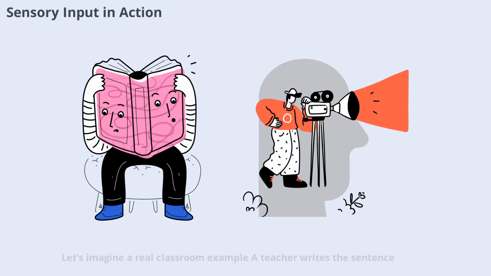Let's imagine a real classroom example. A teacher writes the sentence, "The lion lives in the savannah," on the board. One child sees the sentence, this is visual input. Another child hears the teacher read it aloud, this is auditory input. Both children have received the information through their senses. However, just receiving information isn't enough. The brain still needs to process it further before true learning takes place.